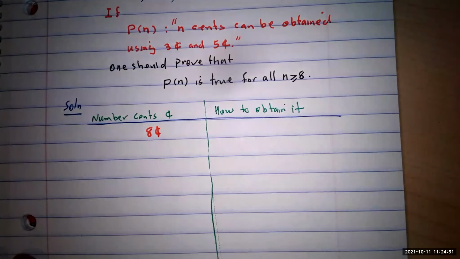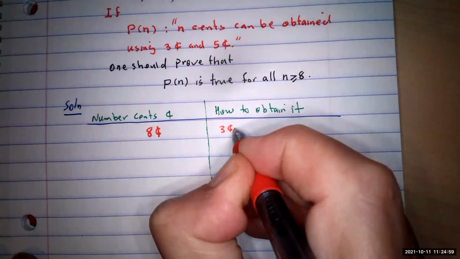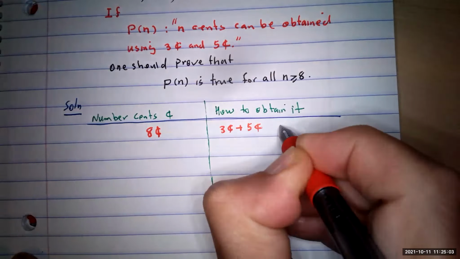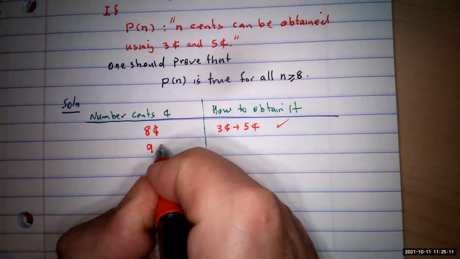Any suggestion? One of each. One of each, very good. Okay, this is it. So we are done with the basic one when n is 8. Now we get a couple of them to see how we can arrange it. If we go with the 9 cents.